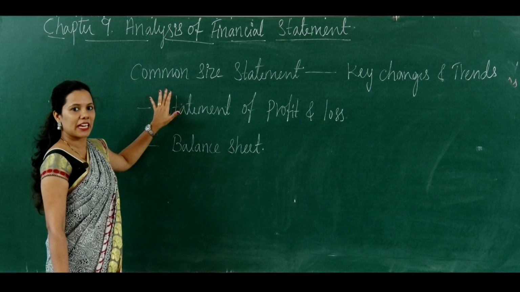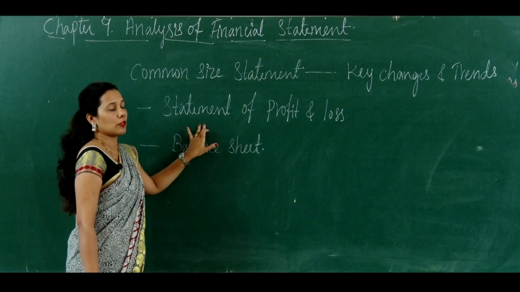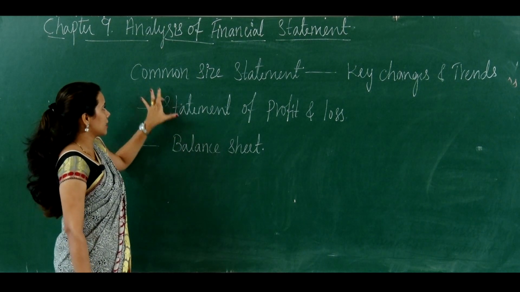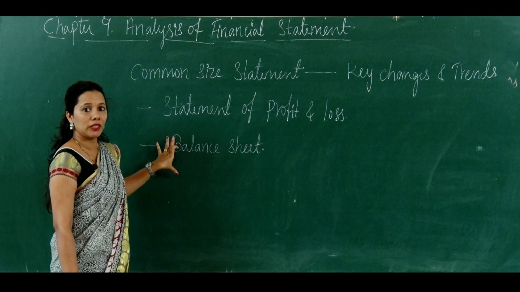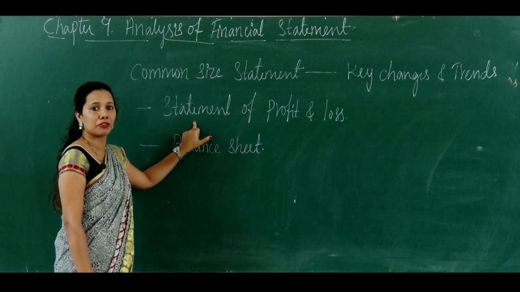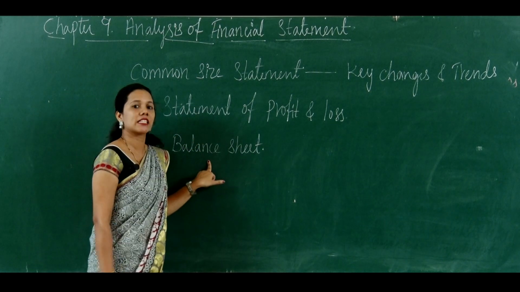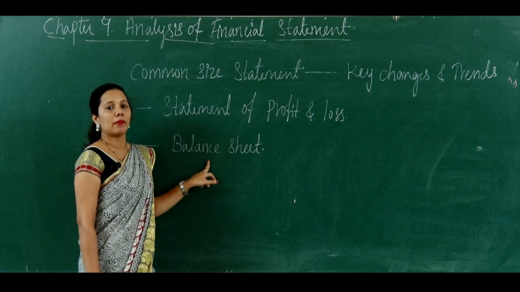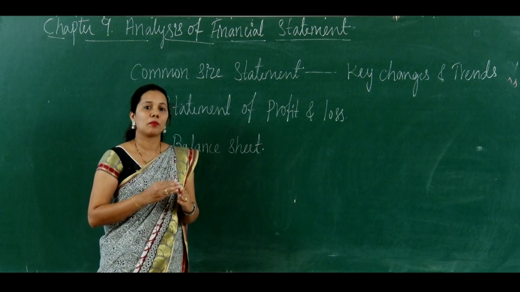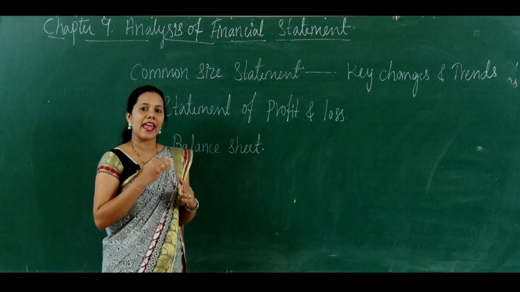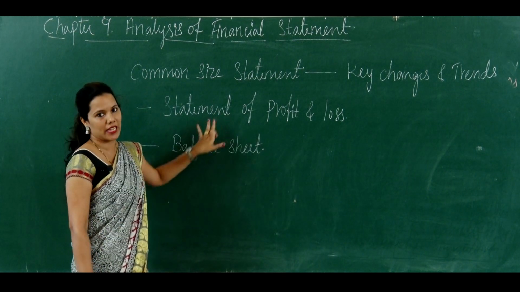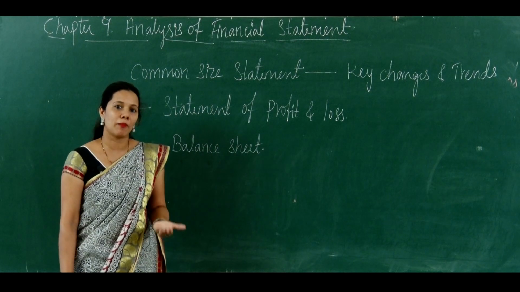In common size statement, we prepare the statement of profit and loss as well as the balance sheet, and under this technique, each financial item recorded in the statement of profit and loss and balance sheet is converted into percentage by having a common base. So we are keeping a base, and based on that we are converting each and every financial item recorded in these two statements. So now what is the base?